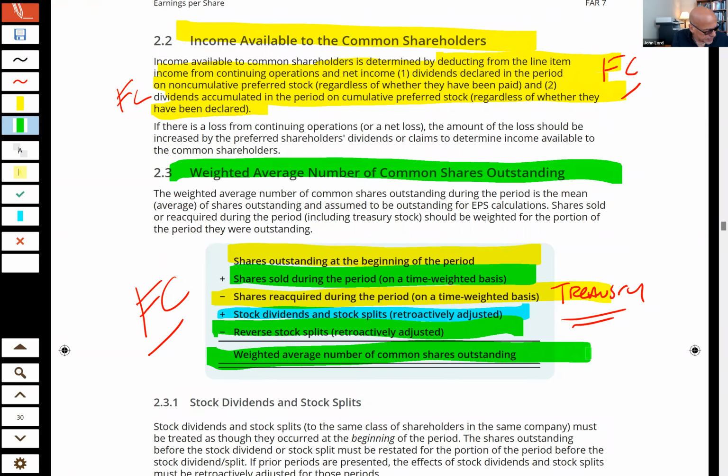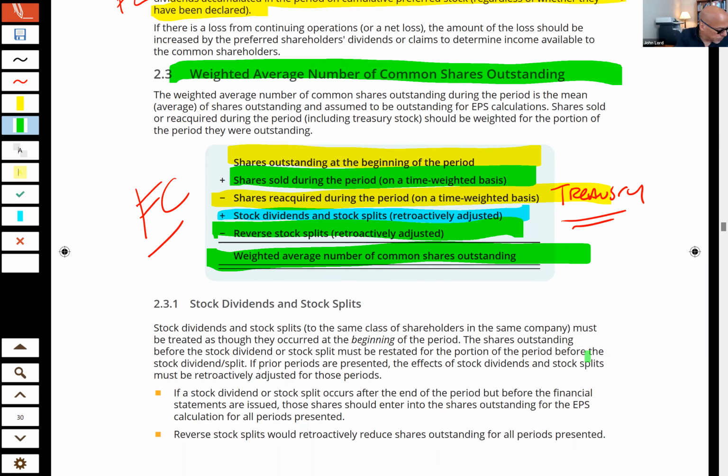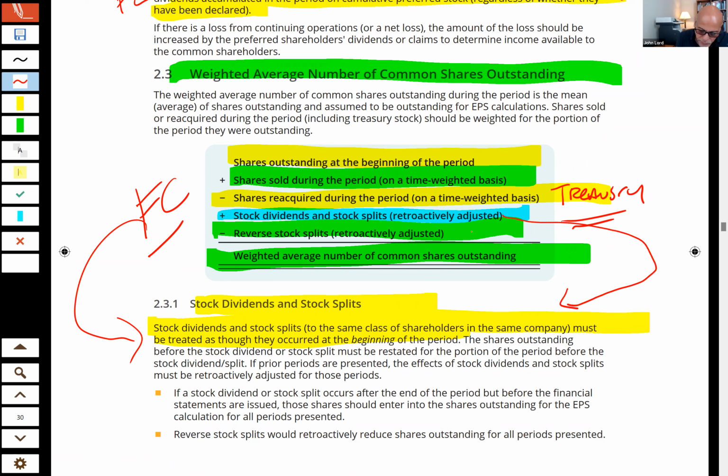So you can see, guys, that gets a little bit cumbersome. So we're going to practice with an example. Before we do, though, again, stock dividends and stock splits must be treated as though they occurred at the beginning of the period. Make sure you have noted that point on that flashcard. That's what they mean by retroactively adjusted. That applies for both of those, and reverse stock splits too, although I don't see those much in questions.